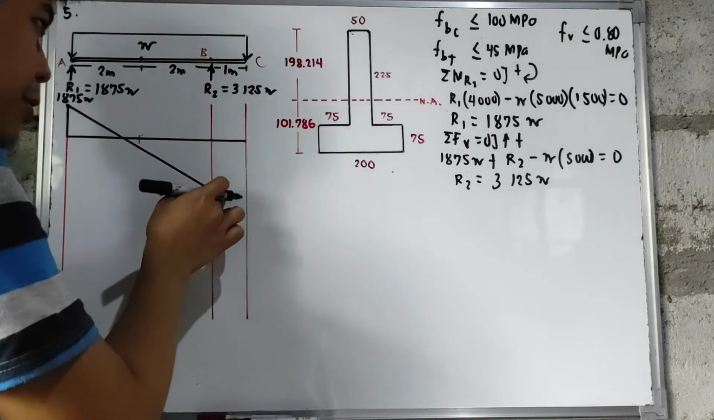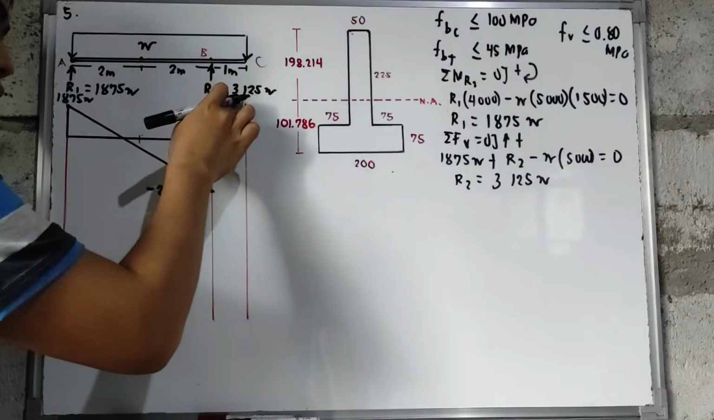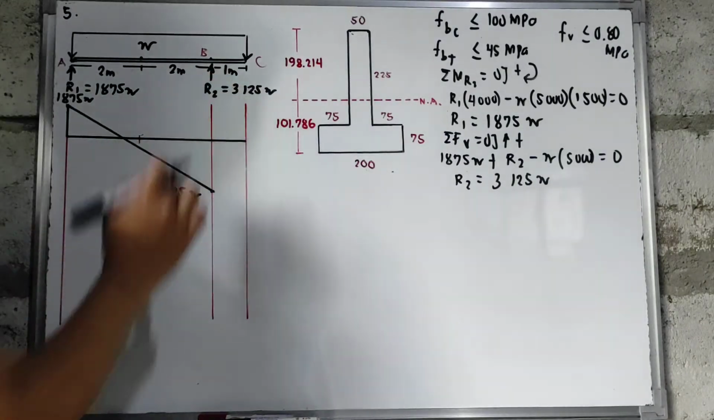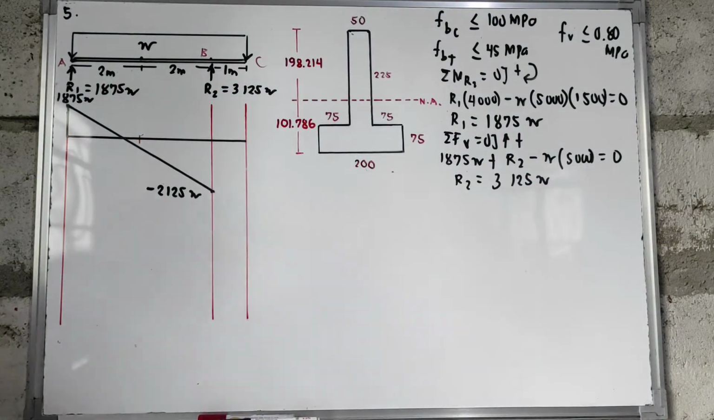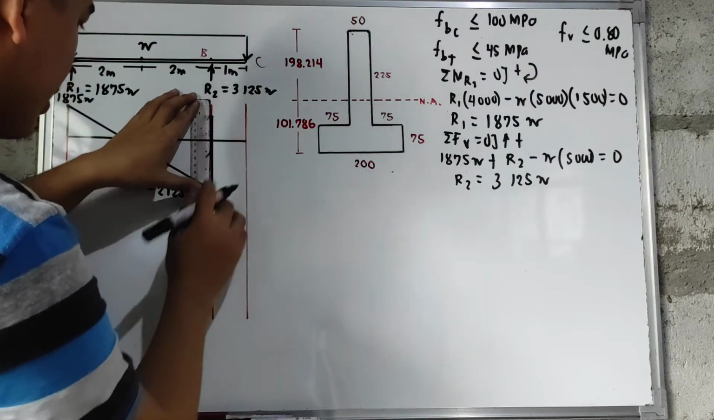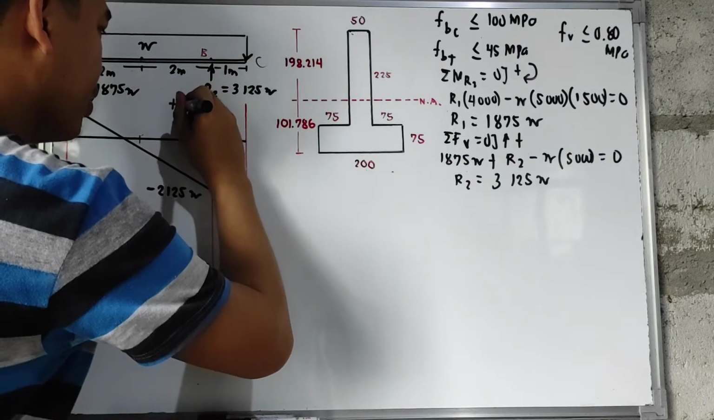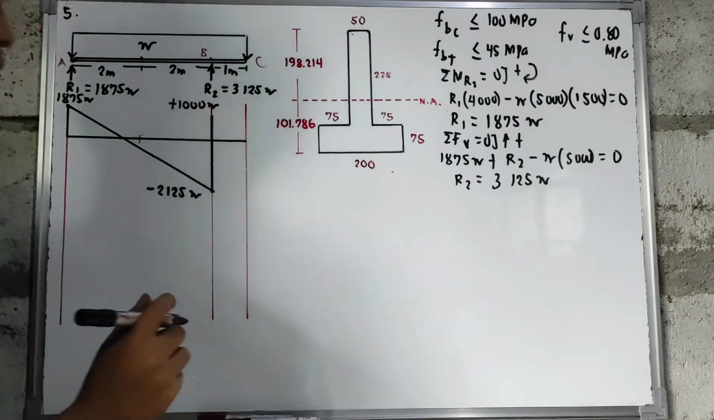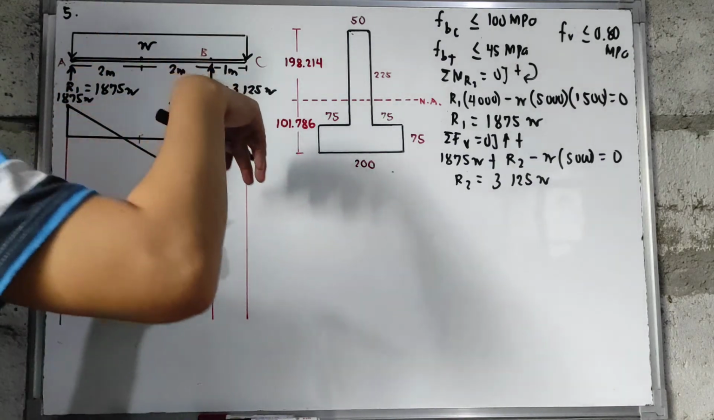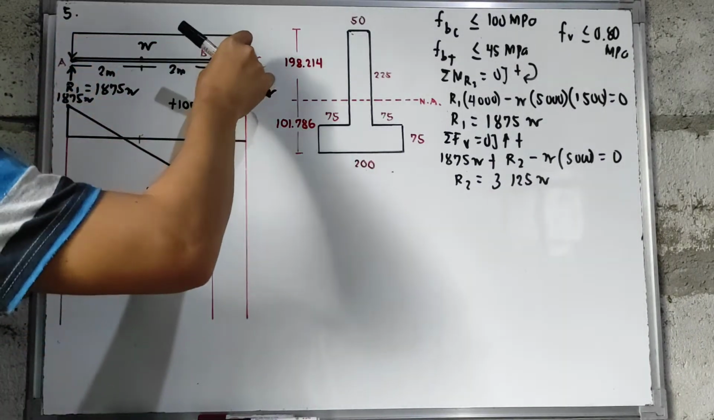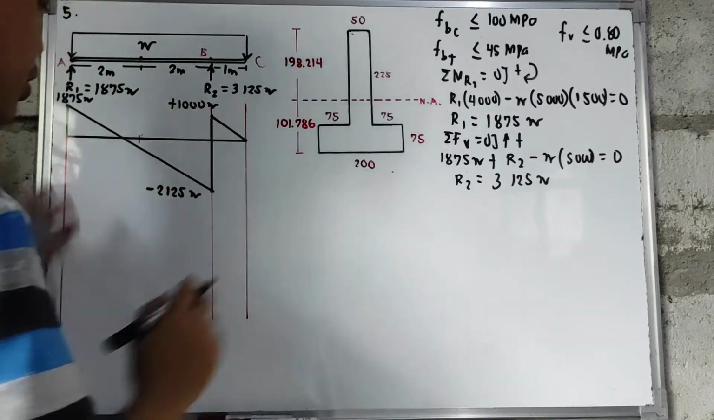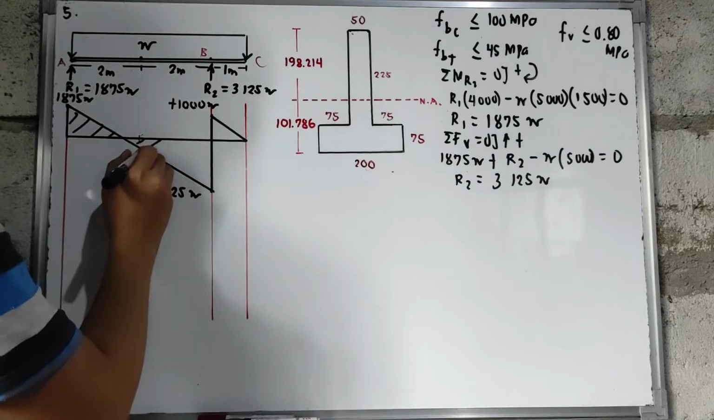So next naman meron tayo ditong pataas na 3,125. So yung mangyayari lang naman yan, negative 2,125 plus 3,125. So you will have positive 1,000W. So meron tayong value dito, which is equal to positive 1,000W. So from this, meron tayong makaka-encounter na pababa na W. So positive 1,000W minus 1,000W. So yung value natin dyan is magsi-zero. So yung shear diagram natin, eto na ngayon siya.